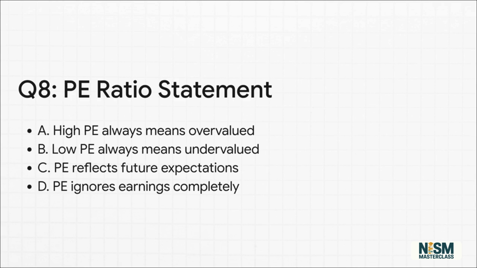The correct answer is option C, PE reflects future growth expectations. This is such a vital concept in equity markets. The price-to-earnings ratio shows what investors are willing to pay today for future growth. So a high PE doesn't always automatically mean a stock is overvalued. Sometimes it just means the market expects massive earnings growth down the line.